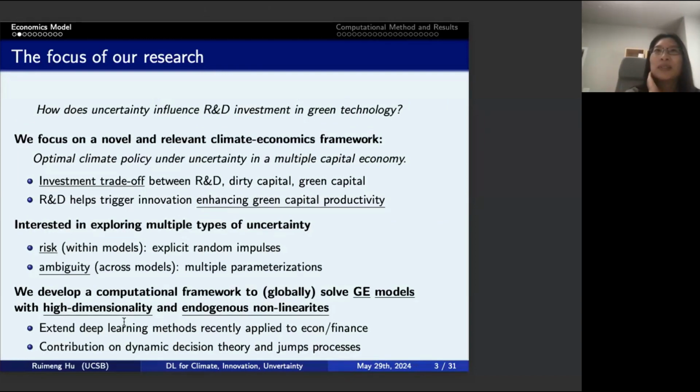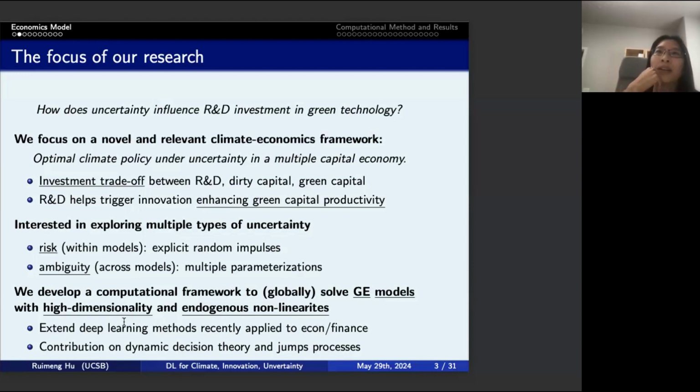high-level description of this project. Here we aim to understand how the uncertainty from the model influences the R&D investment in green technology. To answer this question, we work with a novel and relevant climate economic framework.